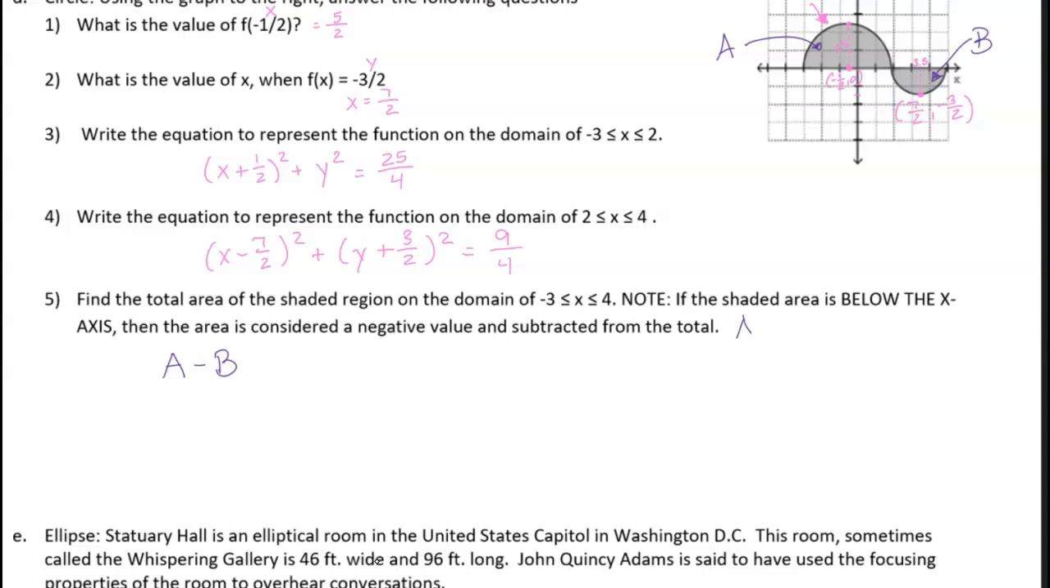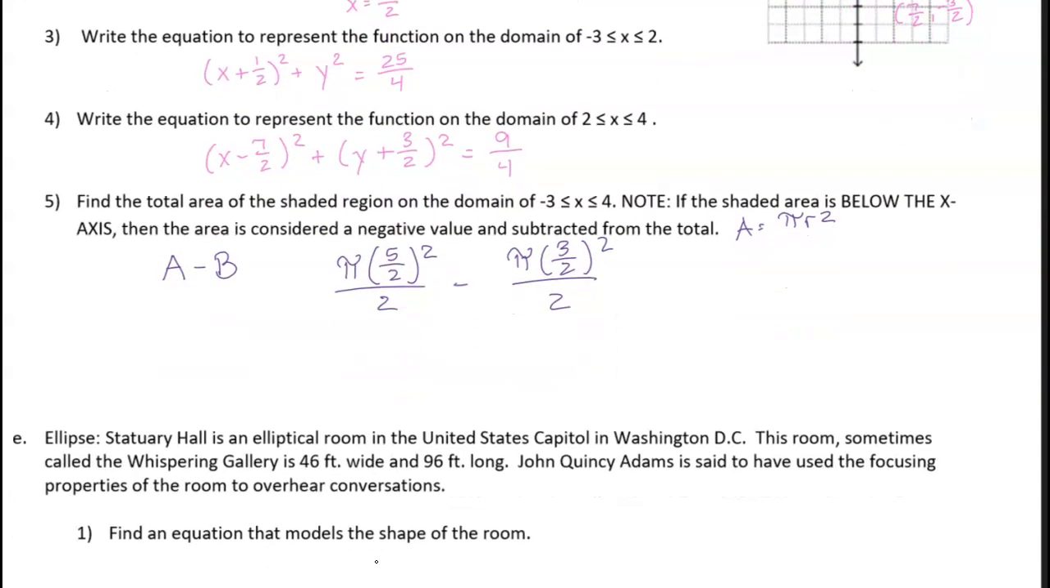And you know that the area of a circle is pi r squared. So the A circle's area, remember it's a half circle. So if it was a complete circle, it would have had the area of pi times the radius, which is 5/2 squared. But it's half a circle, so we divide this by 2. Minus the area of the B circle, which is pi times the radius, which is 3/2 squared, but it's half a circle, so we divide it by 2. 5/2 squared, remember, was 25/4.